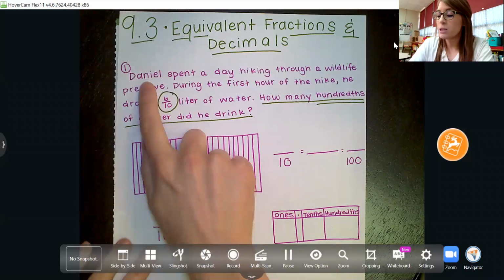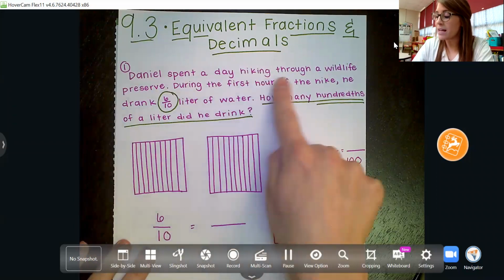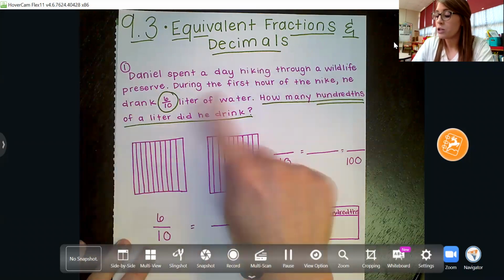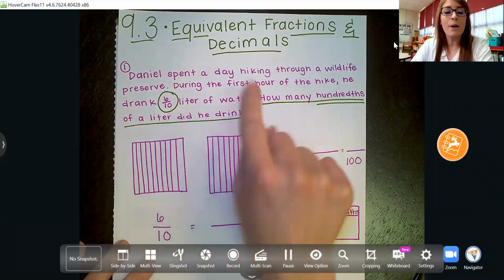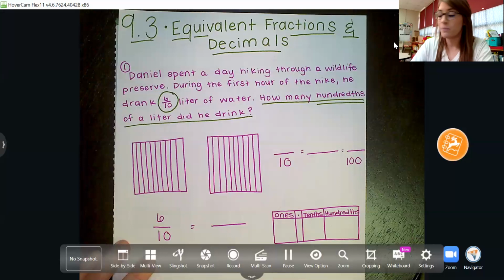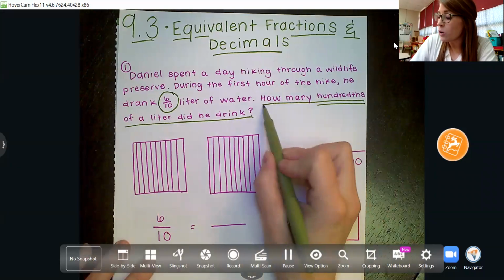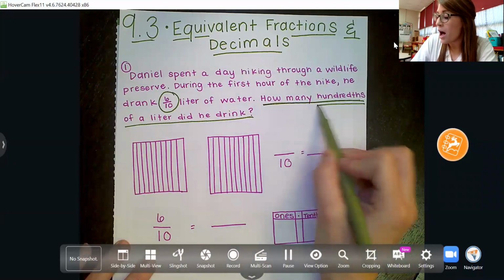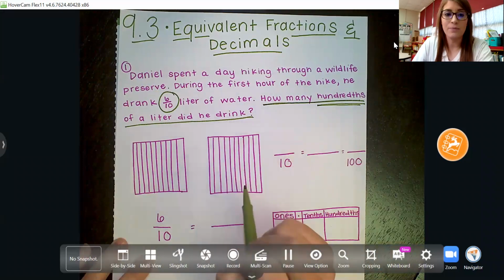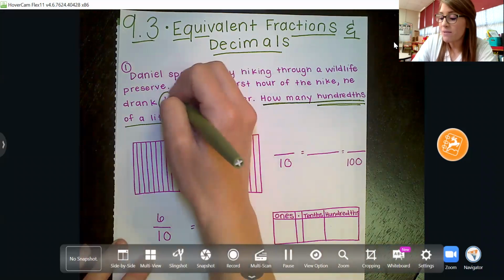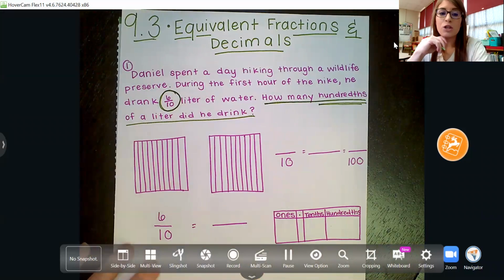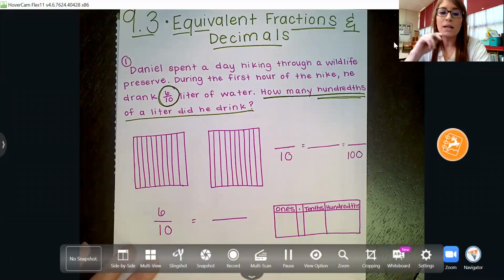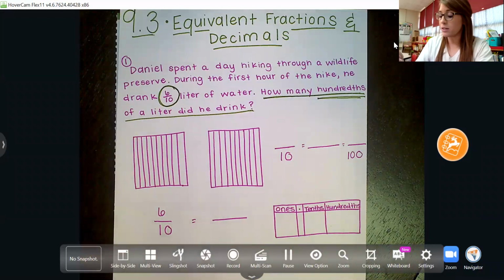All right, so this problem says Daniel spent a day hiking through a wildlife preserve. During the first hour of the hike, he drank 6/10 liter of water. How many hundredths of a liter did he drink? So this is our question we are looking at. But notice that they gave us the amount that he drank in tenths in the problem. So we're going to have to figure out what 6/10 is equivalent to in hundredths.